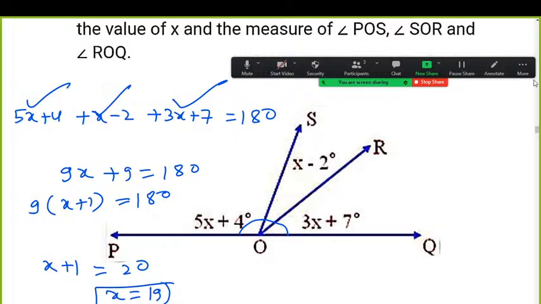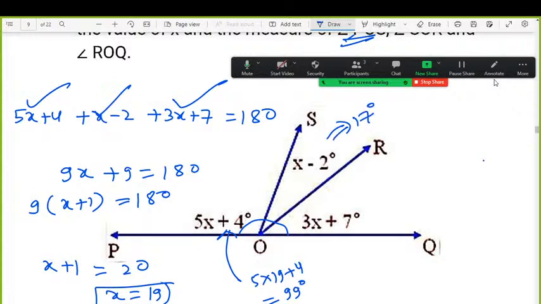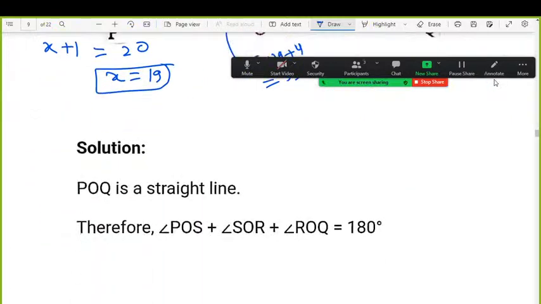And if x is known to me, can we determine POS? Yes, sir. What is POS then? This is POS, that is 5 times 19 plus 4. 99 is your answer. Can you similarly determine SOR? It's 17 degree. Can you determine this? 3 times 19 plus 7, 64 degree. Alright. Yes, sir. They all can be determined.